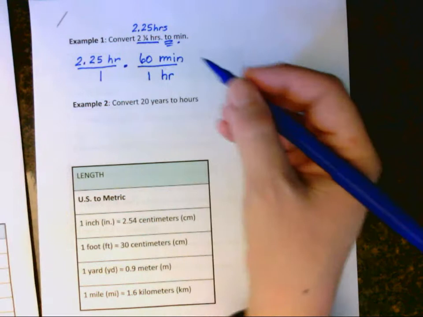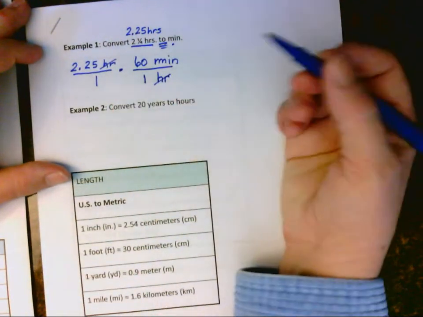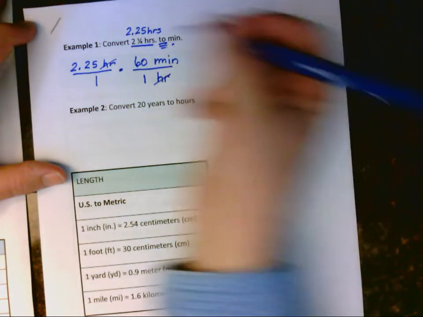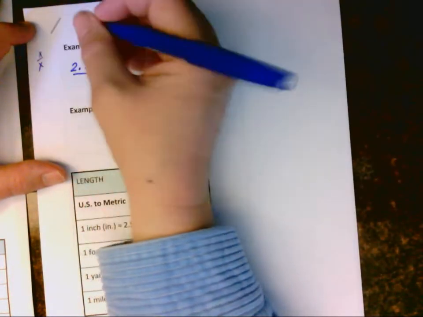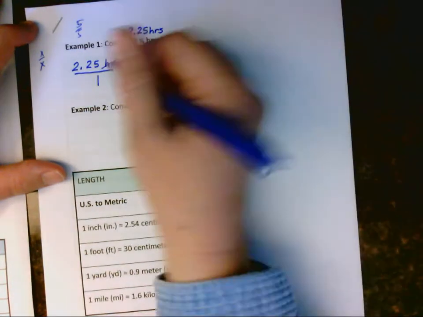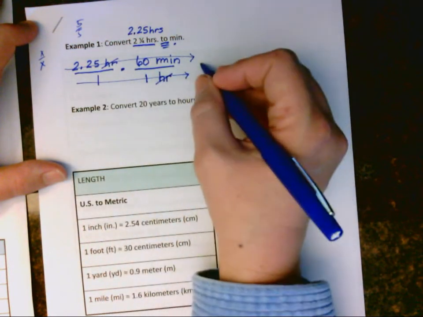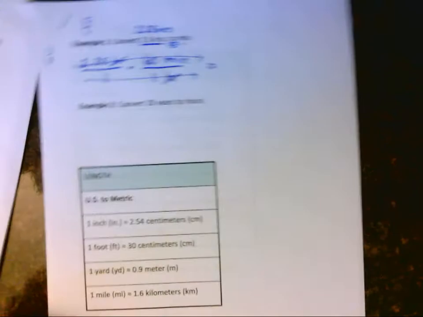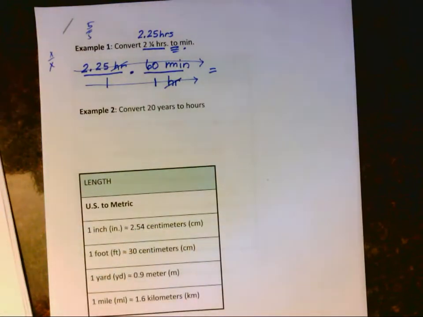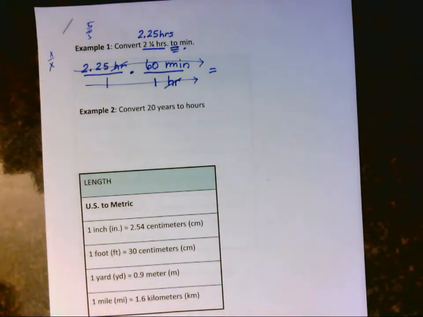So at this point, what we do is we cancel the hours divided by the hours. Anything over the same thing is 1, just think of that. X over X is 1. 5 over 5 is 1. Anything over the same thing is a 1. So we cancel the hours. And then we multiply the numerators going across, and we multiply the denominators going across, and we keep whatever units are there. So we take 2.25 multiplied by 60.